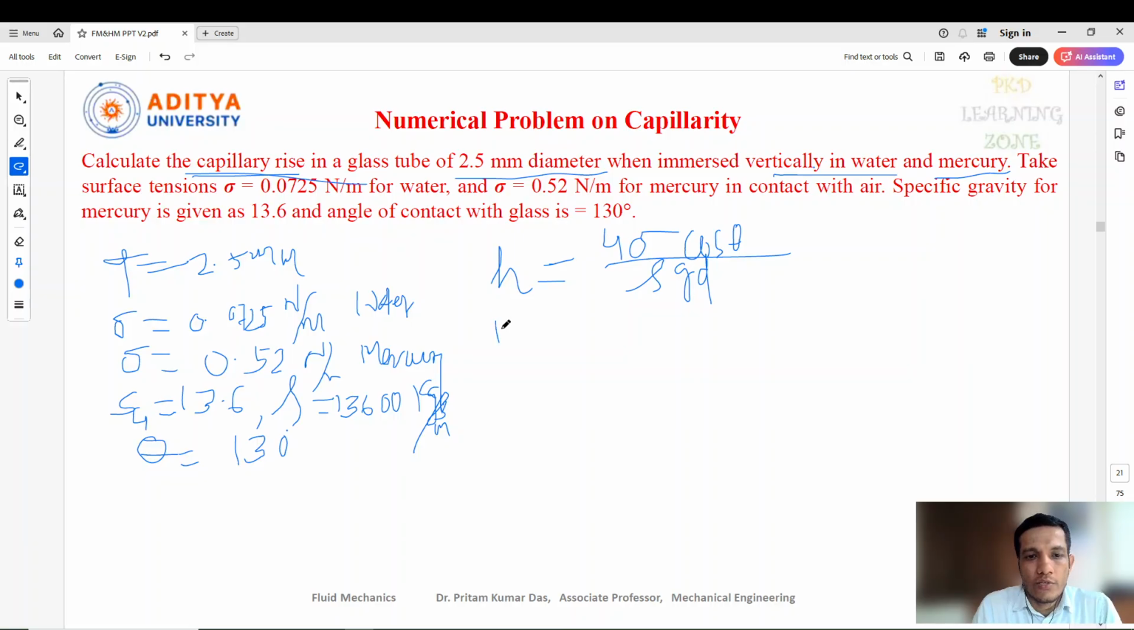First, for the water condition, the same formula will be there, but the theta value here will be considered as 0 degree. As I told you previously, the contact angle between the glass surface and the surface tension force will be neglected and considered as 0. So cos theta will be 1. Now the remaining: 4 into sigma.